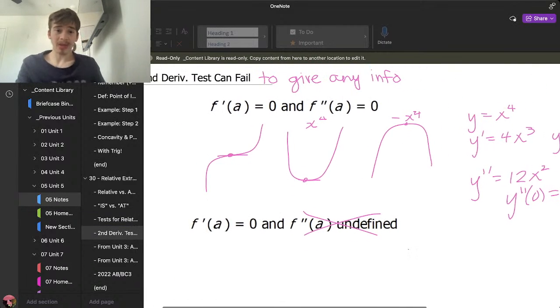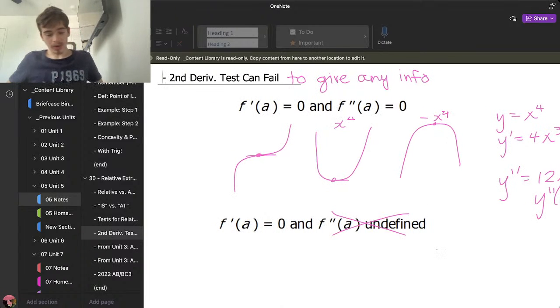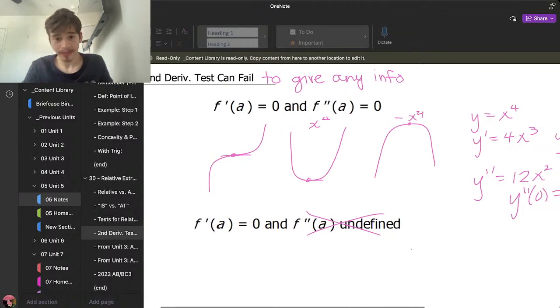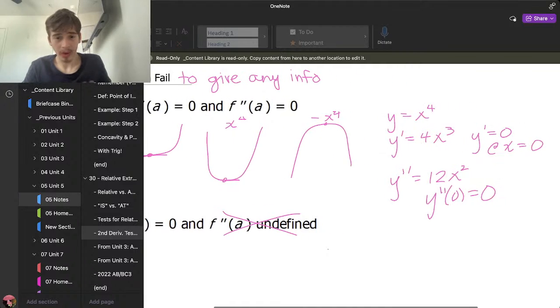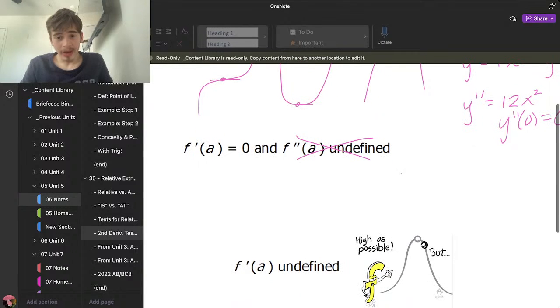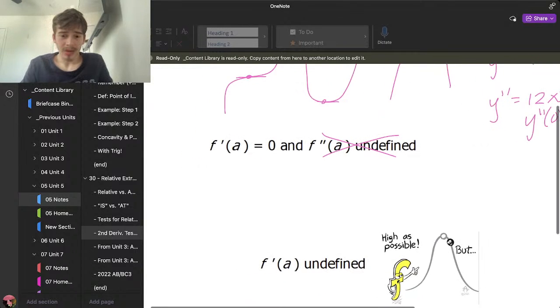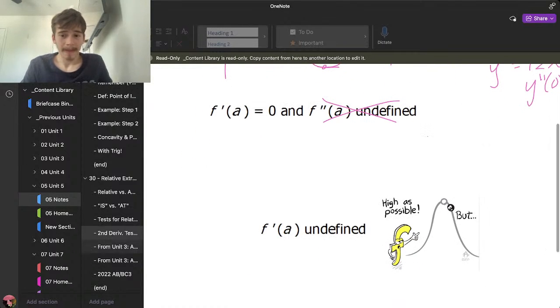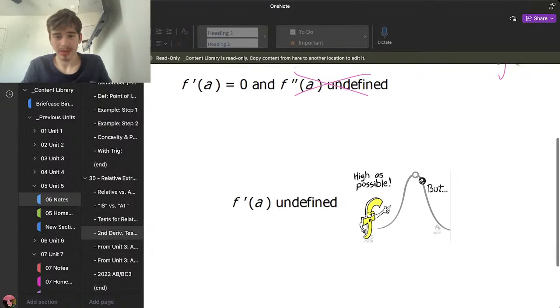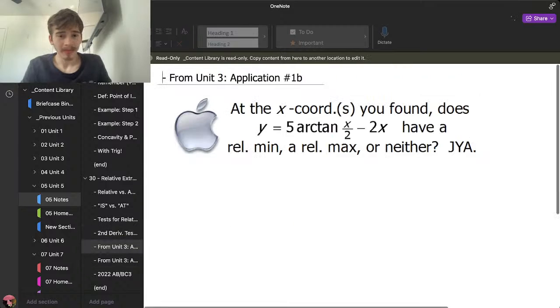Sometimes the second derivative test fails, so it's not very reliable. When both f prime and f double prime at that point are 0, there's no concavity information at that point. Another case is when f double prime is undefined, but it's still a horizontal tangent. Oh no, that's when actually the first derivative is undefined. So just keep that in mind.